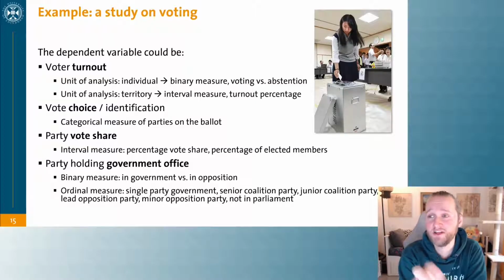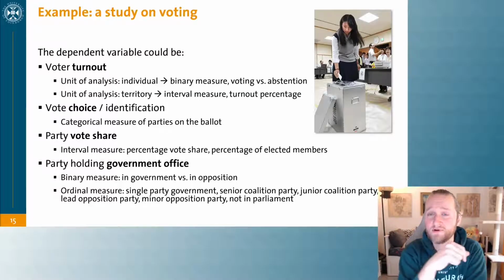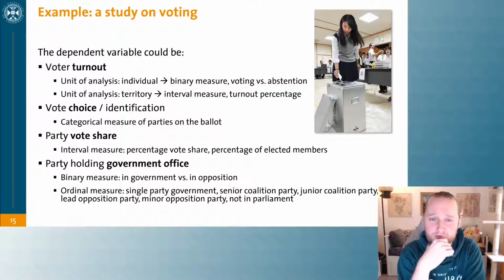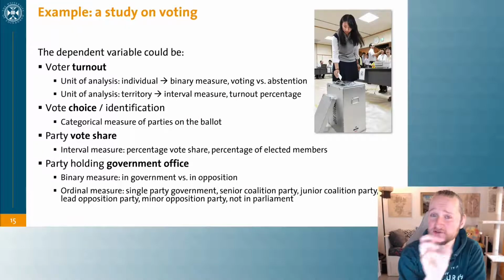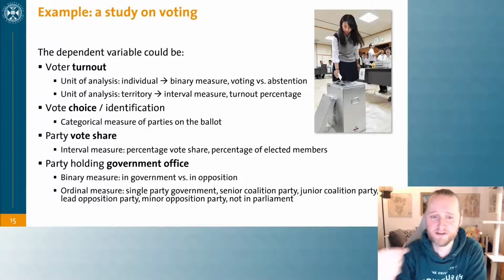We could have a unit of analysis here that is individual. So we could try to explain why certain people are voting or other people are abstaining, meaning they're not going to vote. Or we could have a unit of analysis that is territorial. So the turnout percentage, for example, between two different parts of the same country or between two countries. Why are people turning out in greater numbers in the one place and not in the other? So voter turnout is the first thing that we could look at when we study voting.